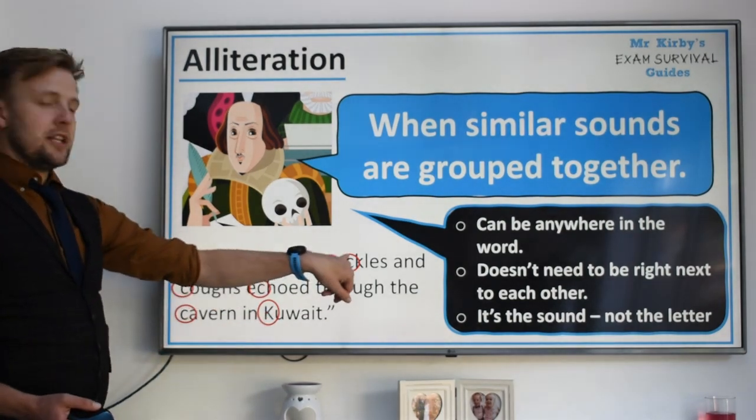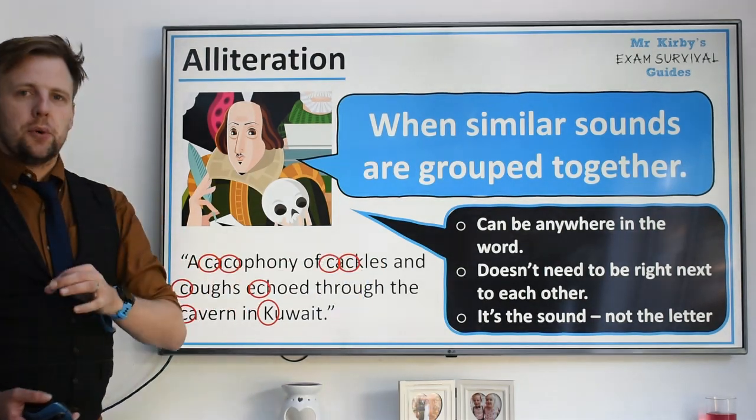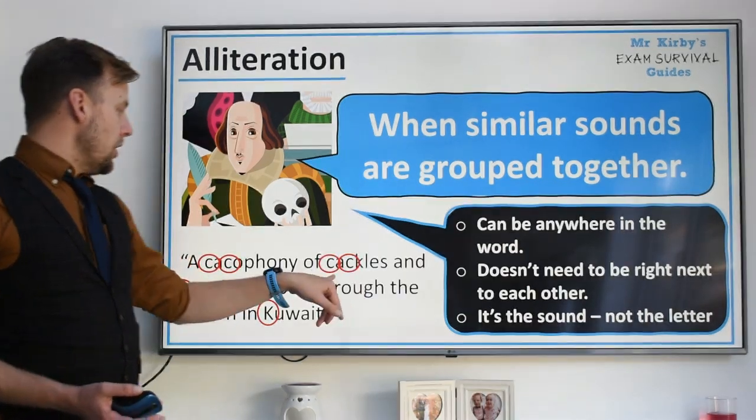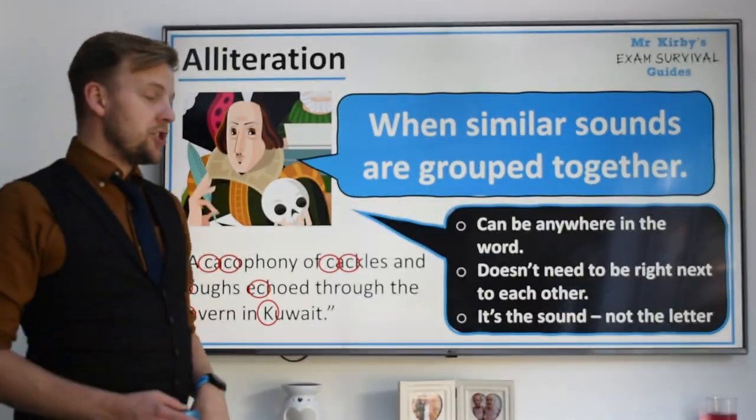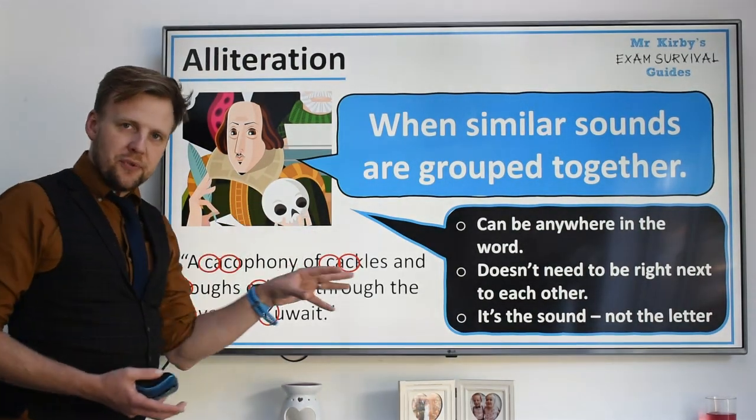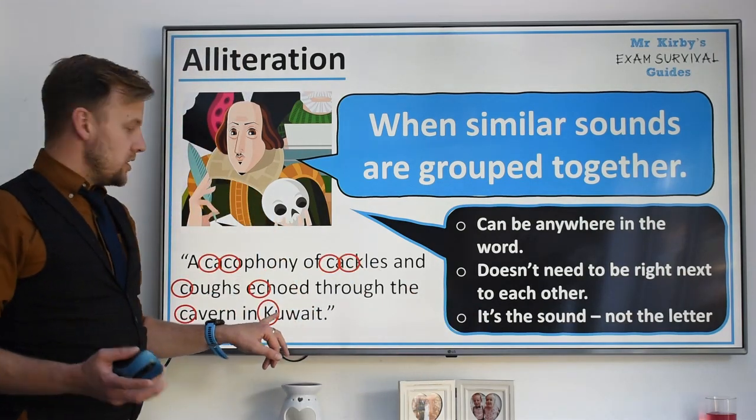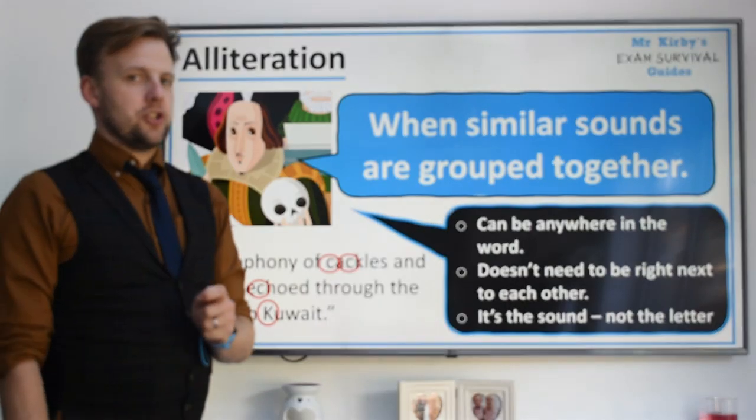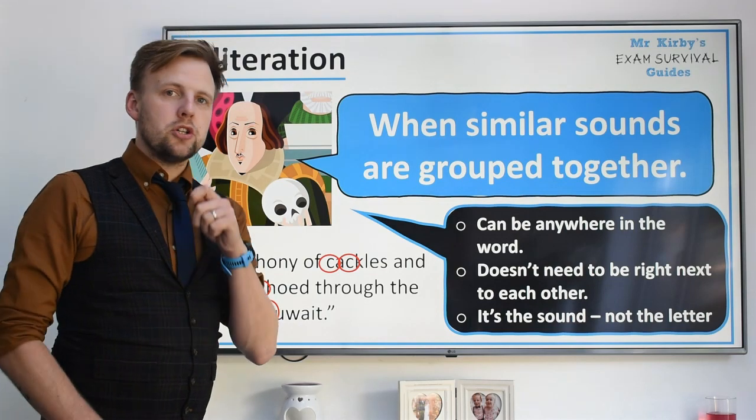So even though it's in the middle of the word, cackles, that sound in the middle of the word is still alliteration because it's a deliberate sound that's been chosen. The words don't need to be right next to each other, so these are spread out across the sentence, still alliteration because they are a conscious choice of the writer. They decided to go for these sounds. And then finally, it's the sound, not the letter. So Q8 is obviously a different letter to cacophony, but it's still part of the same alliteration because cacophony and Q8 both create the same k sound.